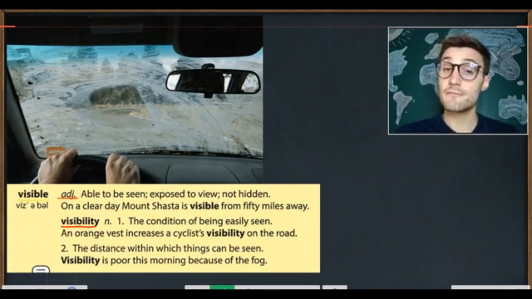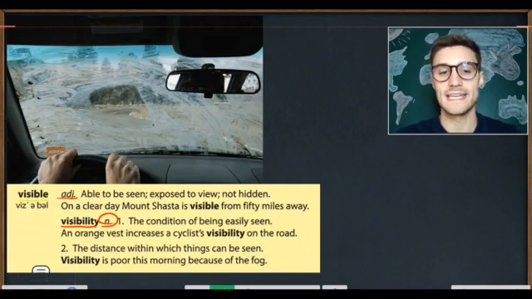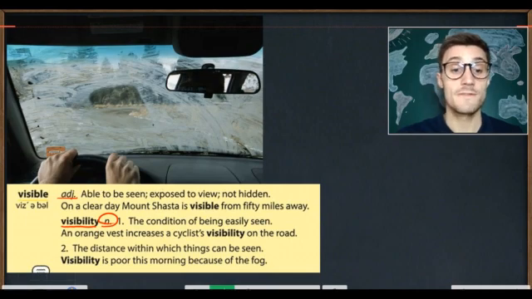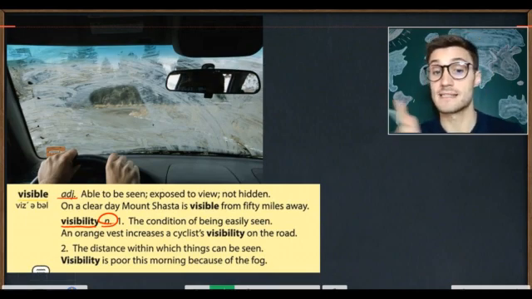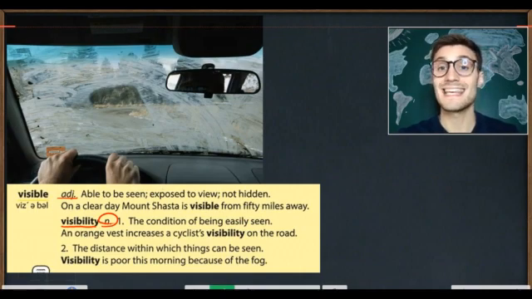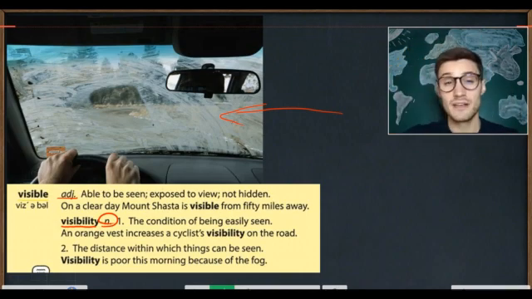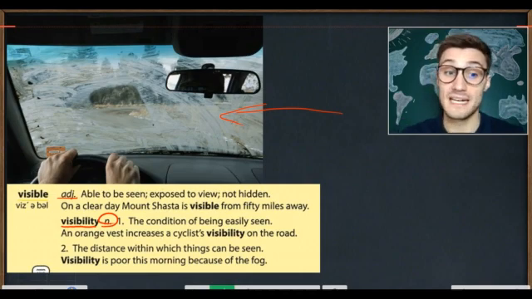Visibility is a different form of the word. Visibility is the name of the condition of being easily seen. An orange vest increases a cyclist's visibility on the road. So if something is easily seen, it has visibility. If you drive with a dirty windscreen, you have little visibility or poor visibility, bad visibility.